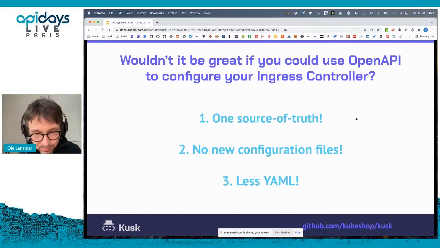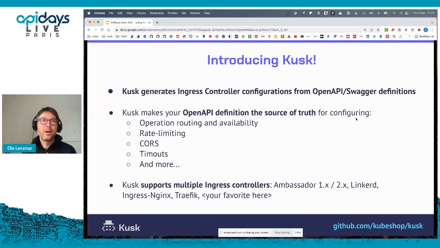Yay, who doesn't want that? So that's where the tool that I'm going to talk a little bit more about, Kusk, is coming from. Kusk is an open source project that we're building at Kubeshop. It basically is a tool for generating ingress controller configurations from OpenAPI or Swagger definitions. In that way, it makes the OpenAPI definition the source of truth for configuring both functional and operational aspects of your API for your specific ingress controller.